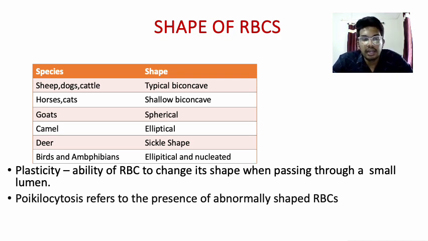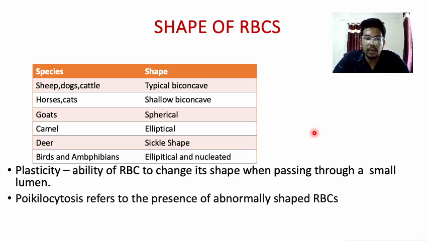So, another feature of RBC is the plasticity. Plasticity is the ability of RBC to change its shape when it passes through a small lumen. We know that RBCs are going through small blood vessels, and the smallest size of blood vessel is seen in the case of capillaries. When RBCs are passing through the capillaries, which means passing through a small lumen, the shape of the RBC can change a little bit so that it can easily pass through it. An RBC that might have been wider will become narrower when passing through a small lumen. This is called the plasticity.